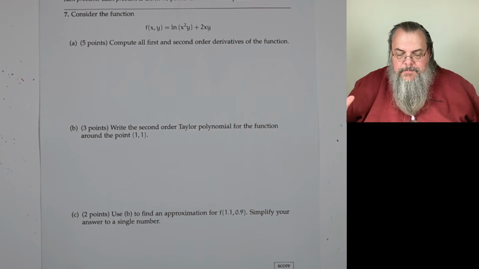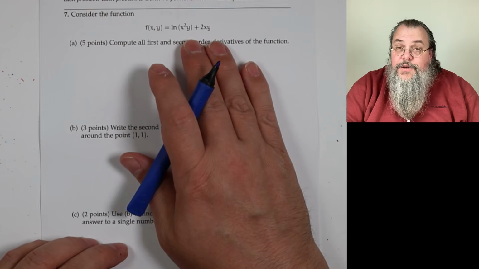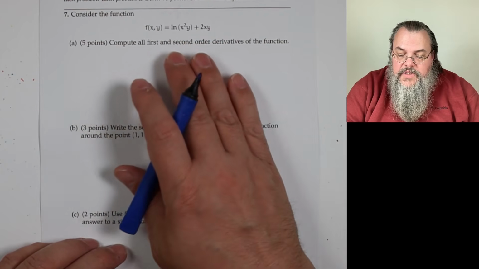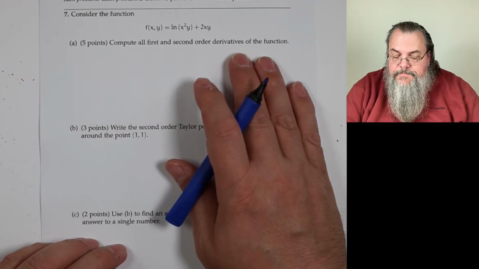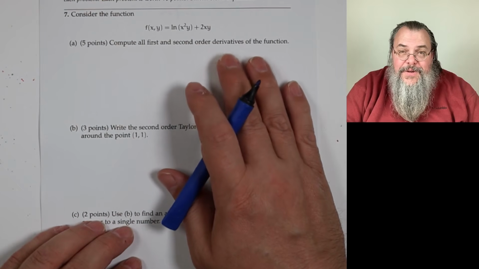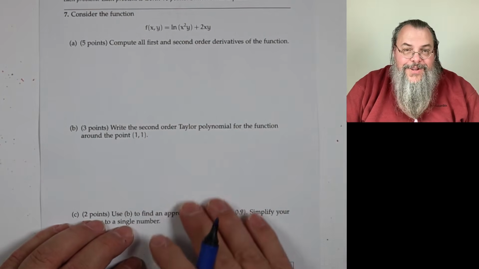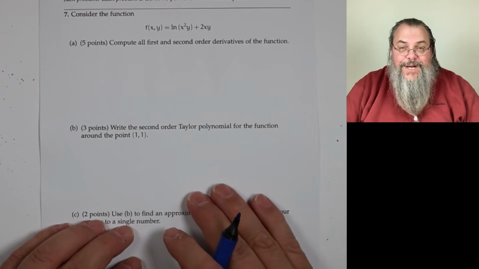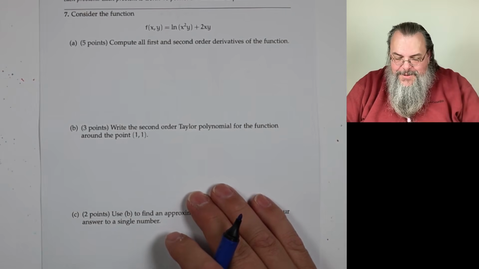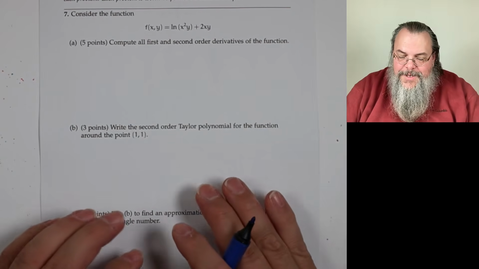Now, let's begin. We have this function, log of x squared y plus 2xy. Part A, compute all first and second order derivatives of the function. Okay, when I see second order derivatives, I can almost tell without even looking at what comes next, there's only one or two things that might be showing up. It's second partials test or Taylor polynomial. It was Taylor. Okay, all right, no worries.